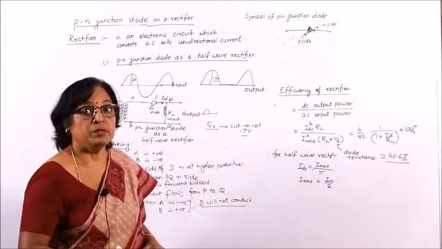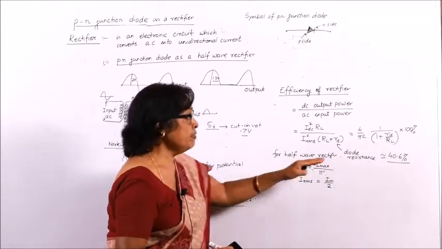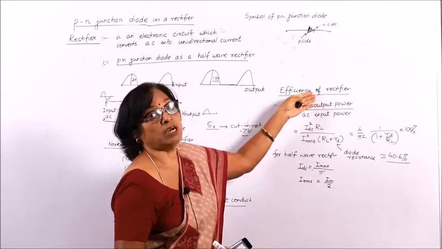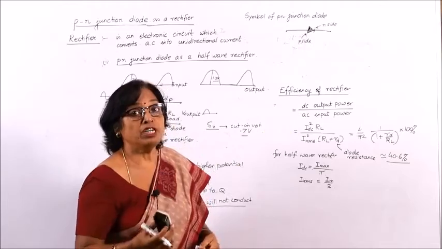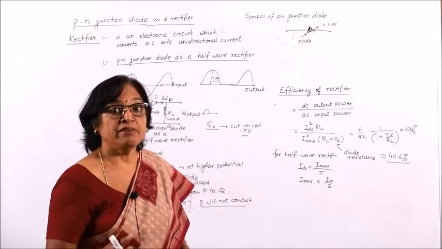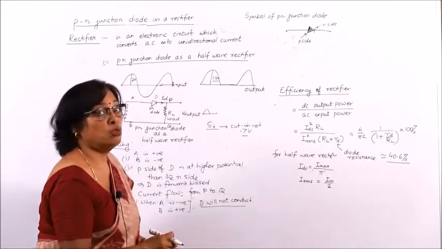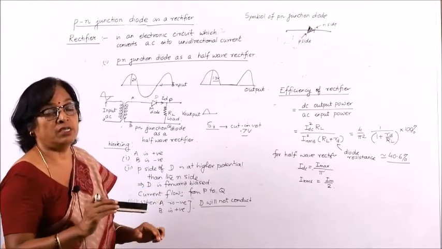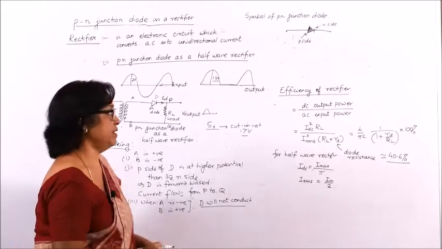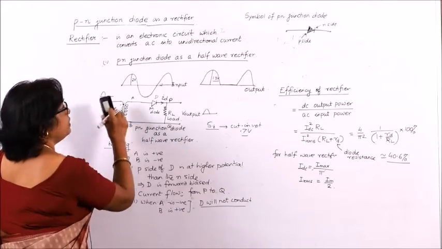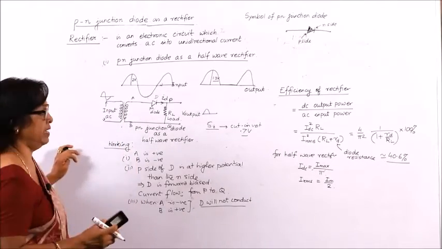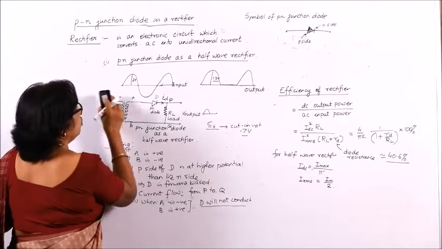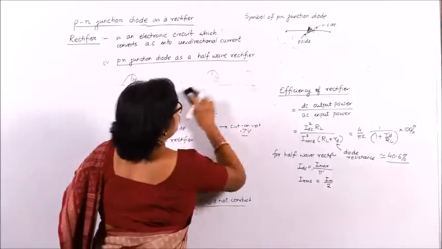What does it mean? It means that only 40% of the AC input is converted to DC output. So, we are getting a very low efficiency, and that is why a PN junction diode is usually not used as a half wave rectifier. So, we can use PN junction diode as a full wave rectifier. In this case we will be using 2 PN junction diodes.